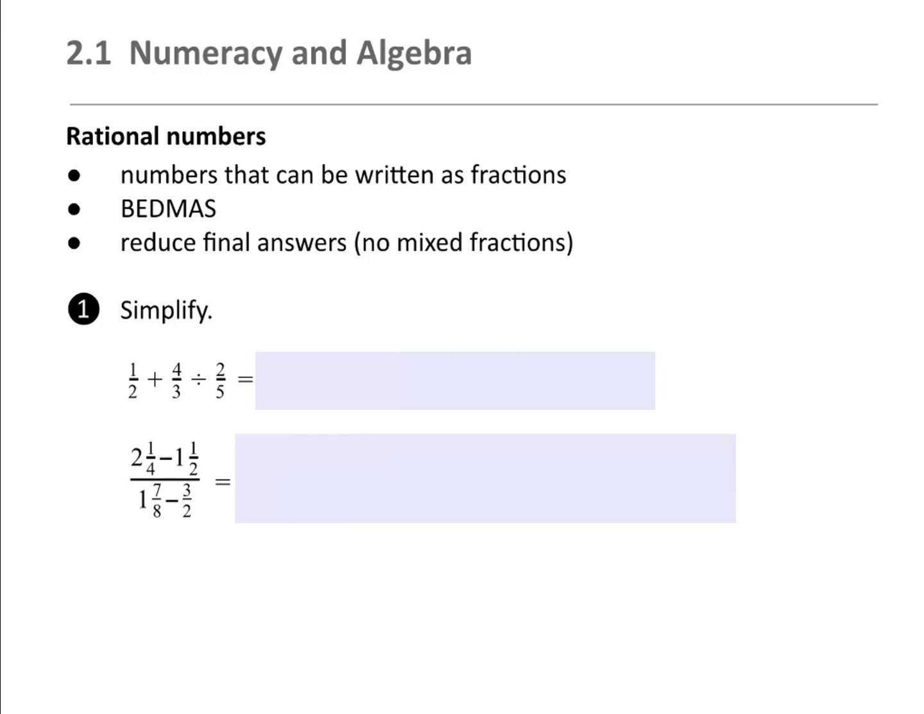Rational numbers. So rational numbers are numbers that can be written as fractions. Remember, we had irrational numbers like root 2. In this case, we're only dealing with rational numbers for today.